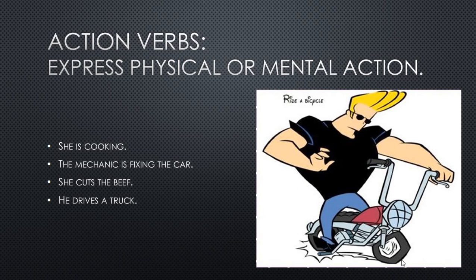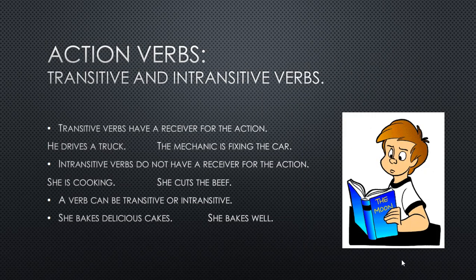But there is something else we have to know about action verbs. Action verbs can be divided into two, and these are transitive and intransitive verbs. Of course, they are transitive and intransitive action verbs. The main point here is that a transitive verb has a receiver for the action, and an intransitive verb doesn't have a receiver for the action. But there are some verbs that could be either transitive or intransitive. So let's start with transitive verbs.